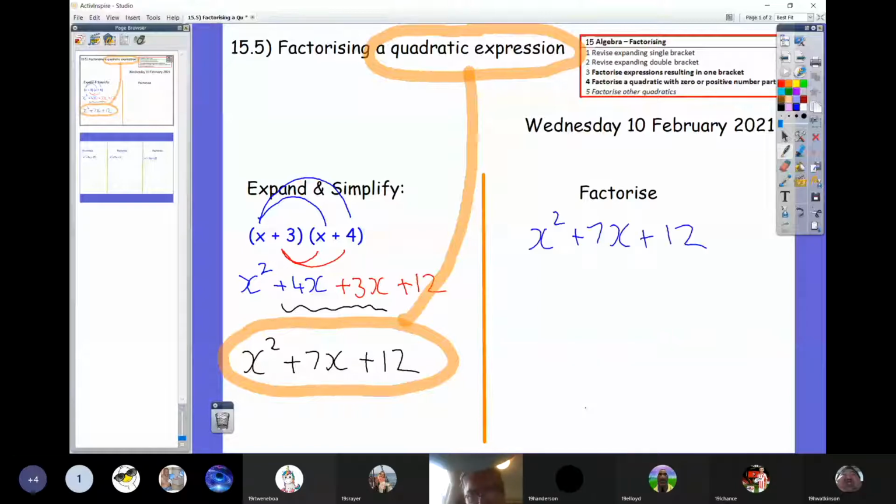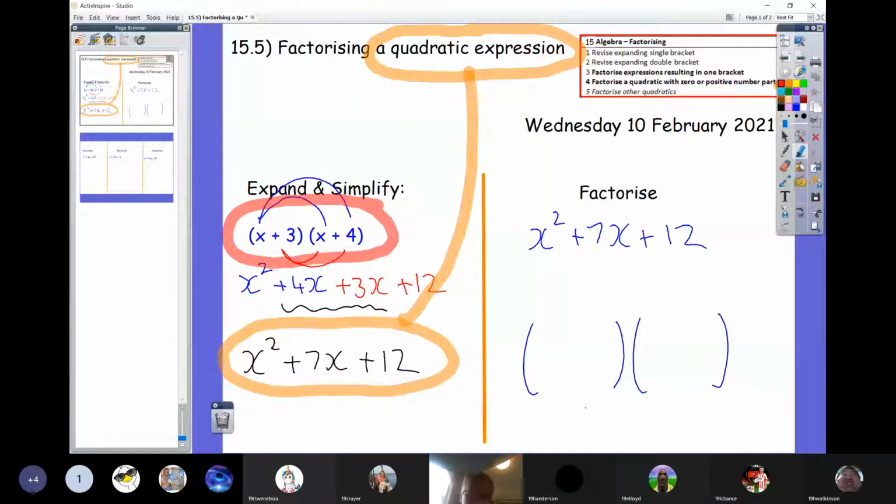Now you've just got to learn that where you've got some x squareds and you've got some x's and you've got some normal numbers, when you factorize it, when you go and add the brackets, what you end up with is a pair of brackets. Okay, because remember what we're trying to do here. We're trying to find out a way to get back to the x plus 3, x plus 4. That's going to be our answer. So we need to find a way of working out the x plus 3 and the x plus 4.